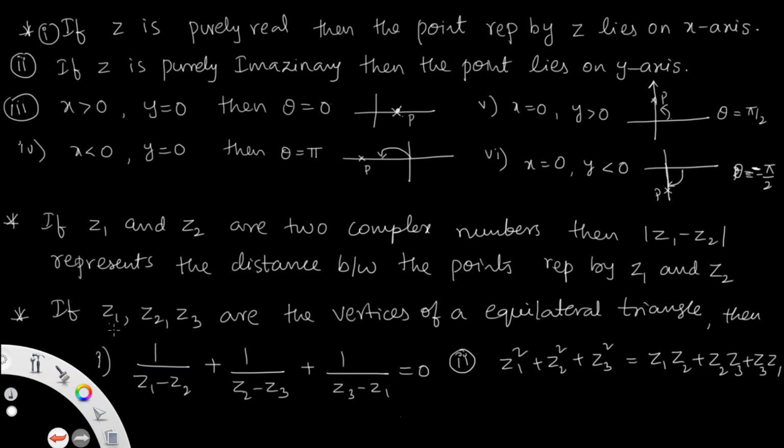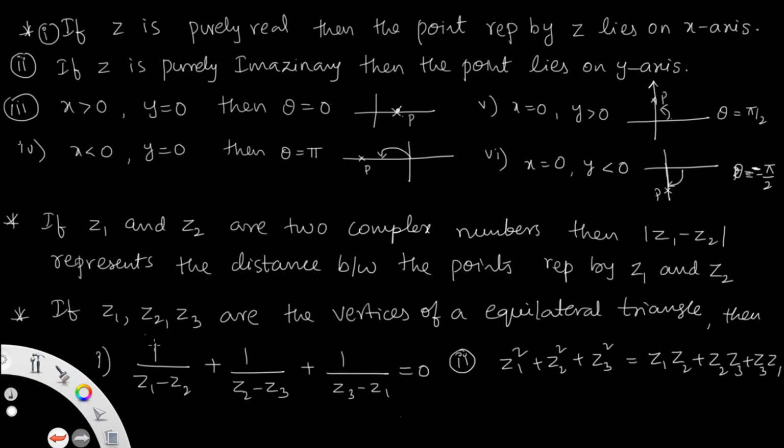Another formula: if Z1 and Z2 are two complex numbers, then mod of Z1 minus Z2 represents the distance between the points represented by Z1 and Z2. You can take Z1 as x1 plus i y1 and Z2 as x2 plus i y2 for finding the distance between the two points, that is mod of Z1 minus Z2.